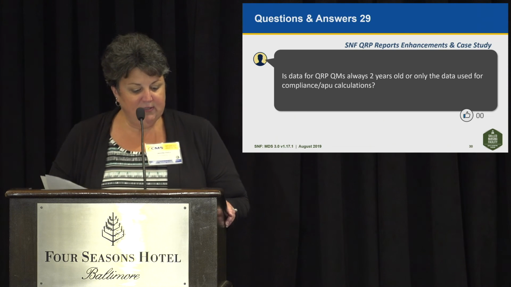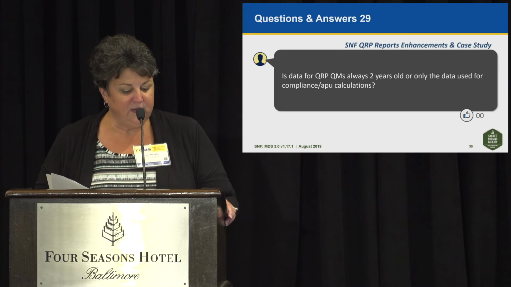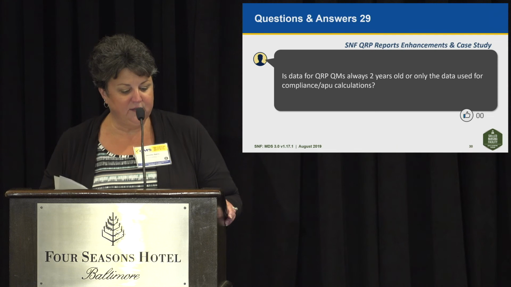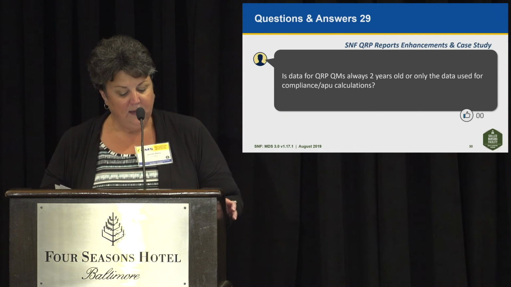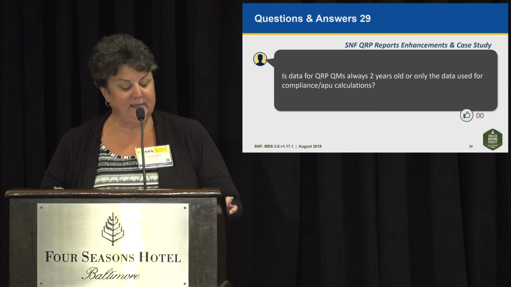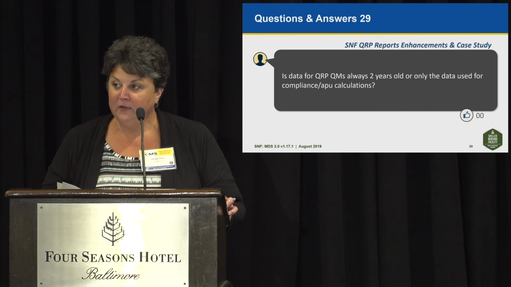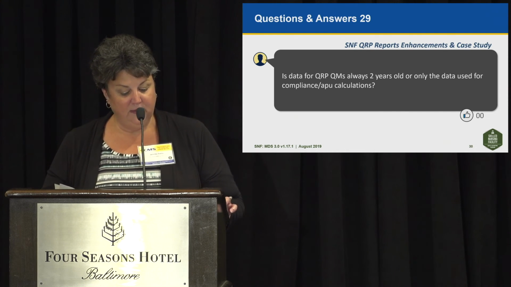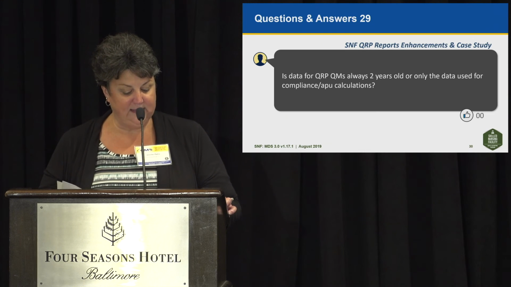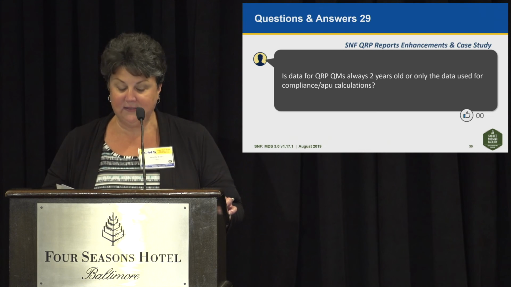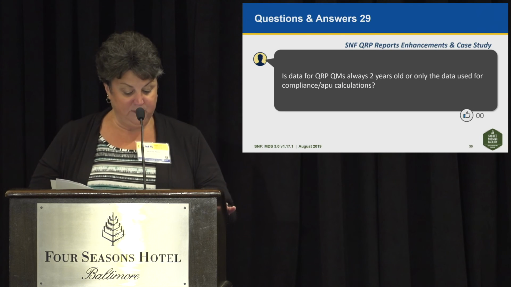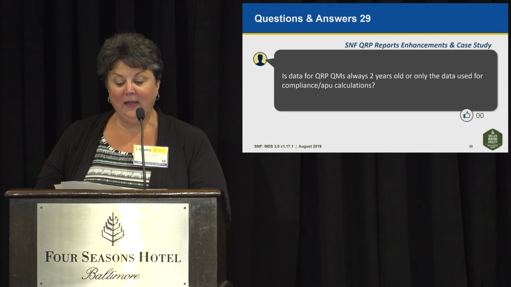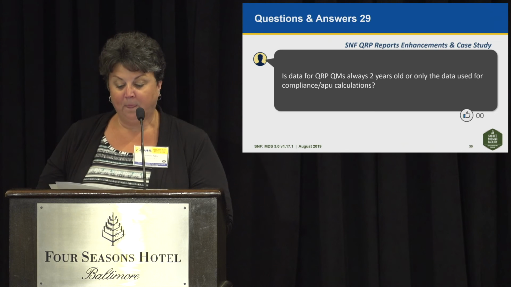The next question is: is data for SNF QMs always 2 years old, or only the data used for compliance? The data used in the QM reports come from assessments with the target dates from the selected time period. For the CASPER QMs, the begin date and the end date are pre-filled with the most recent 6-month prior period for those measures to be calculated. You may enter alternative dates if you choose.